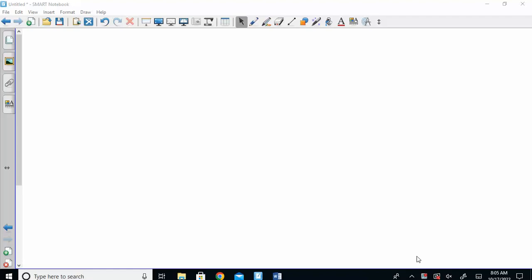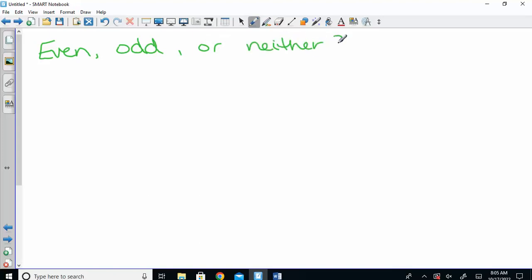But the one thing that I wanted to touch on, again, is even, odd, and neither, because it's been a little bit since we covered that. So I want you to decide if each of these is even, odd, or neither. And usually if I'm saying even or odd, we have a function, so it's function notation.